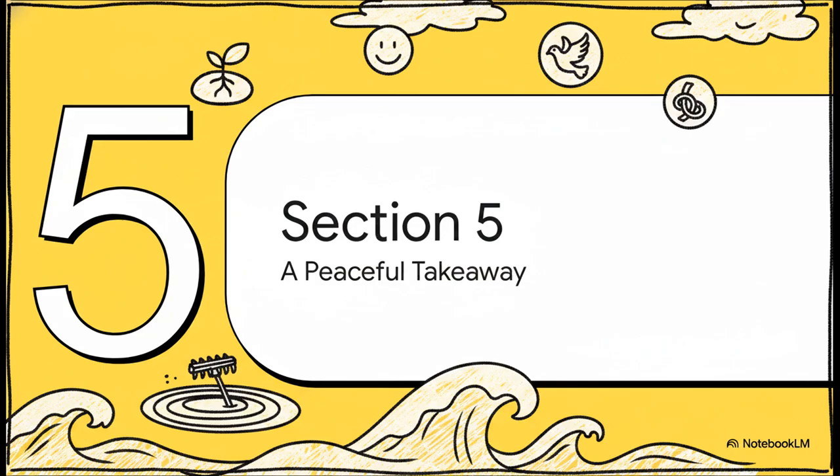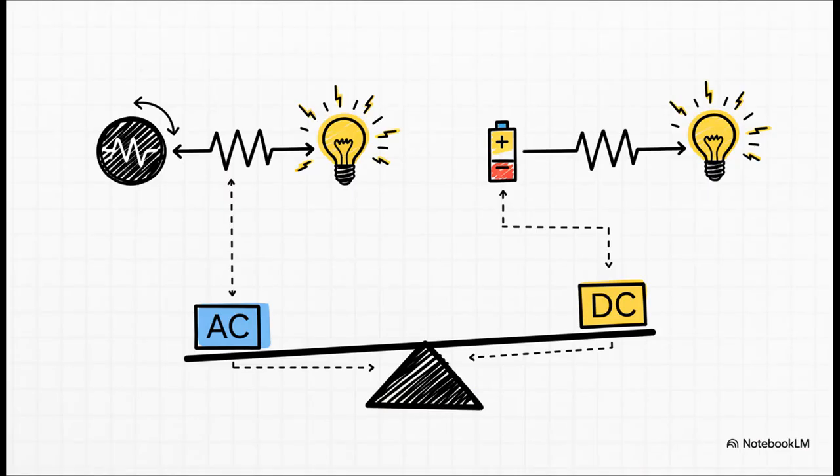Section 5. A peaceful takeaway. We've gone all the way from the raw concept of an alternating wave to the mathematics of steady-state analysis, but I really want to bring this to a calm, grounded conclusion. Check out this quote taken directly from the text we just reviewed. An alternating current will deliver to a resistance the same power as a direct current of value equal to the RMS value.